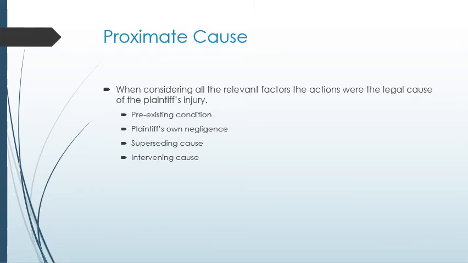All right, so we've talked about actual cause, and now we're going to talk about proximate cause. Proximate cause, when considering all the relevant facts, is whether the actions were the legal cause of the patient's injury. So you have to consider pre-existing conditions, the patient's own negligence, and superseding as well as intervening cause.